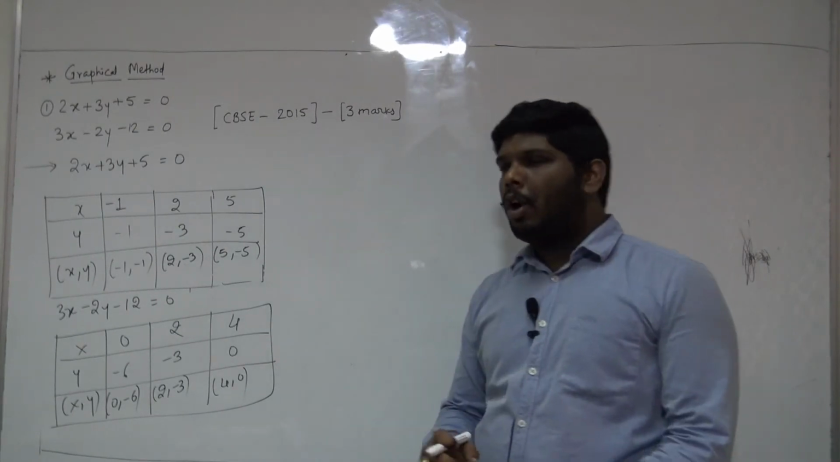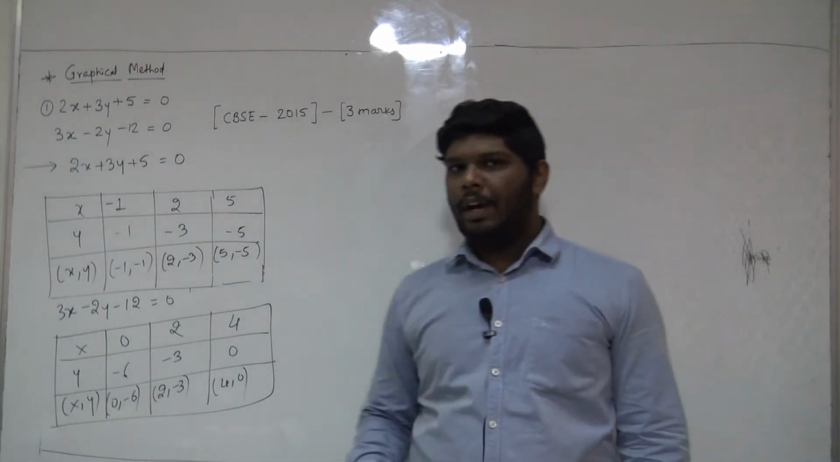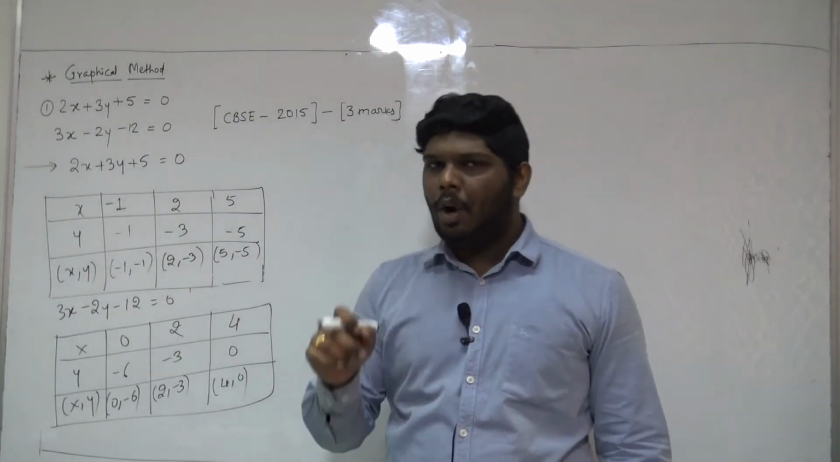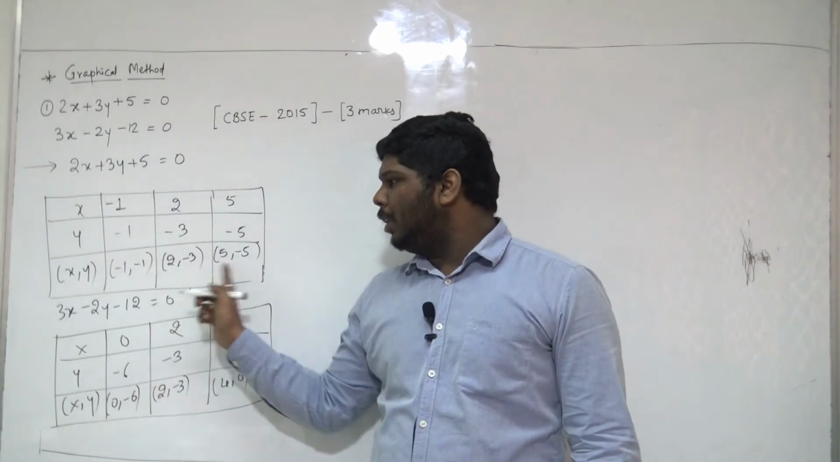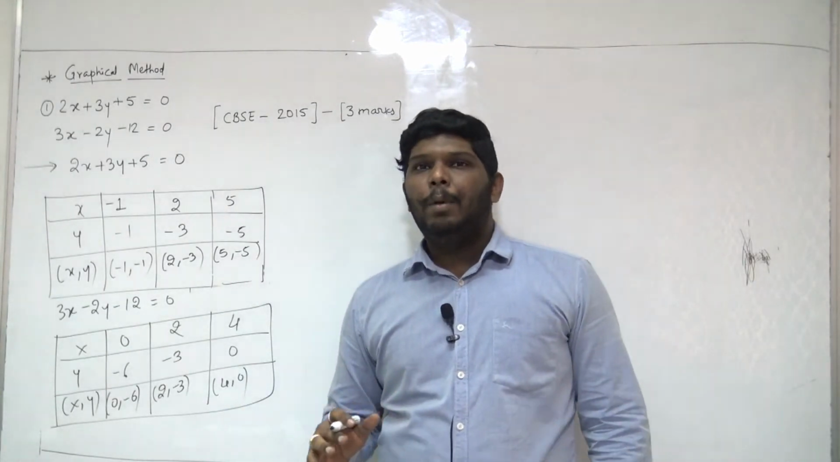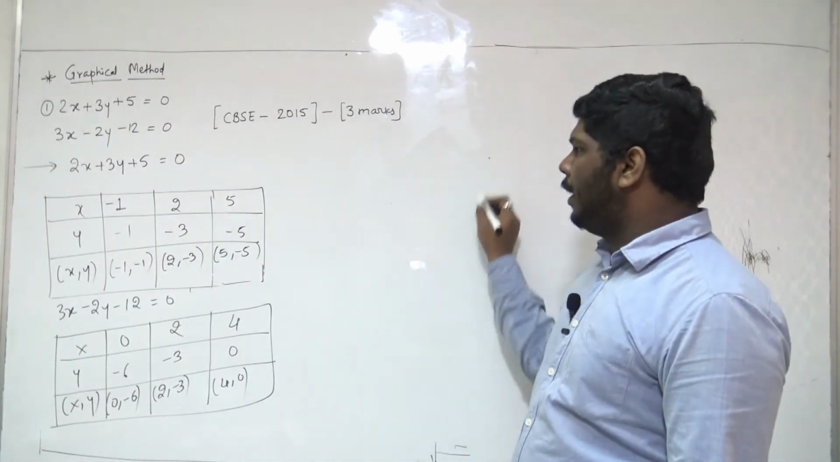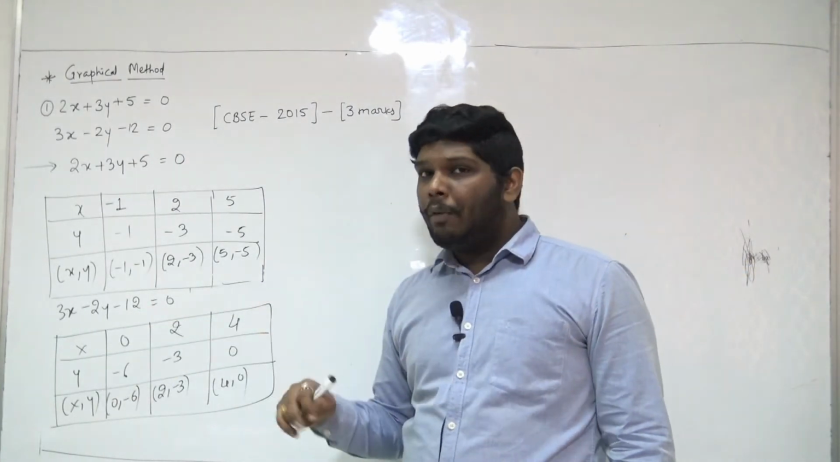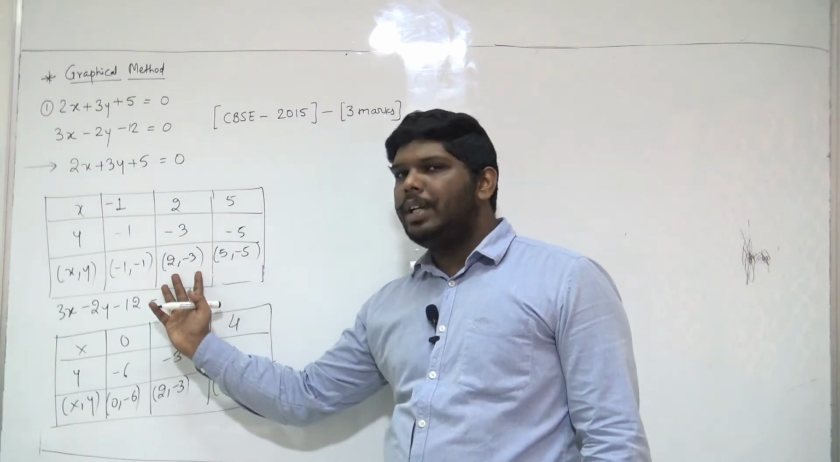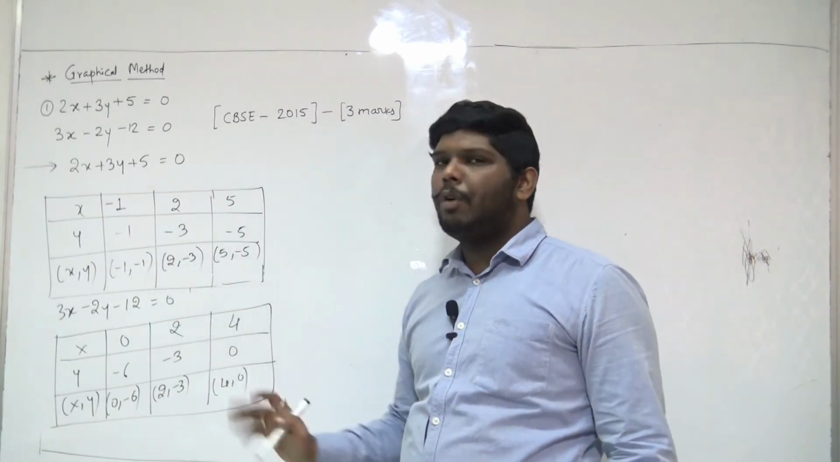Now let us draw these lines one by one on the graph paper. When I say draw one line at a time, I mean don't plot all these 6 points at a time, because if you plot 6 points on the graph paper at a time, you always have to refer to this table. So to avoid that confusion, draw these 3 points, connect them, and then go for the second line.